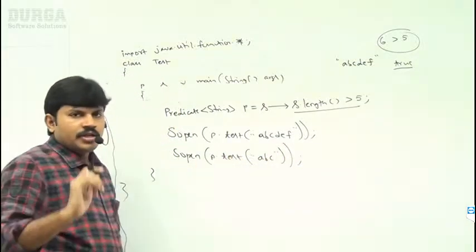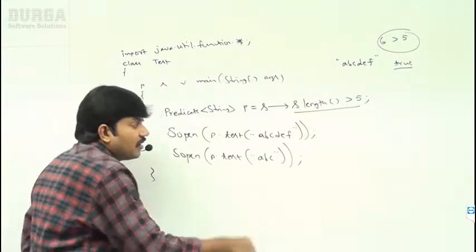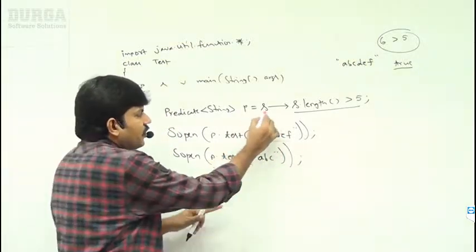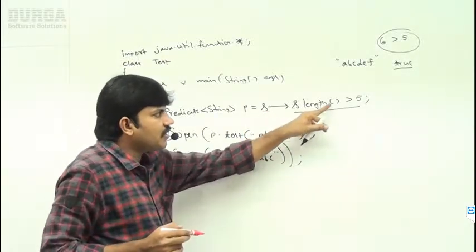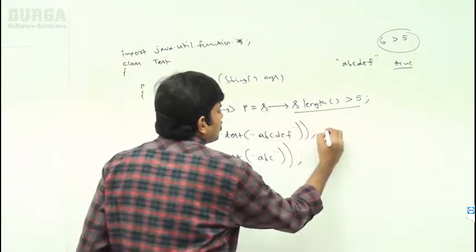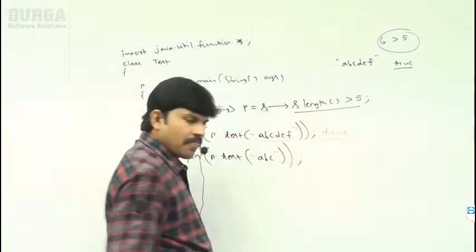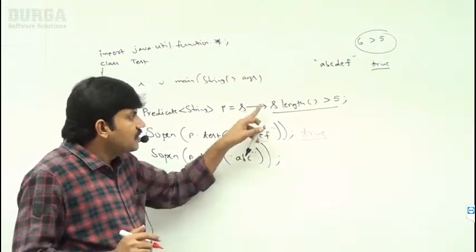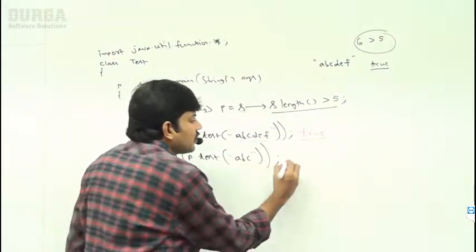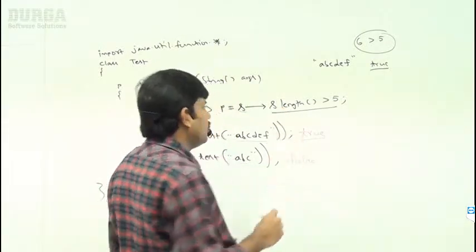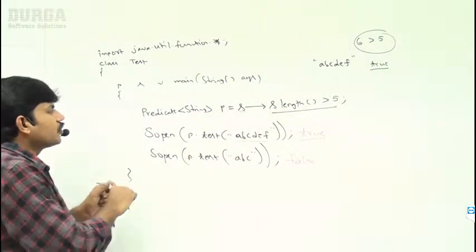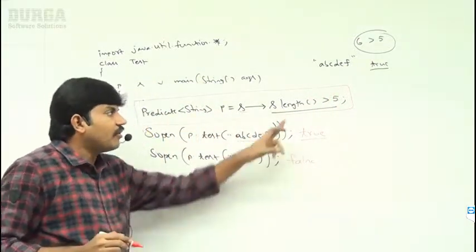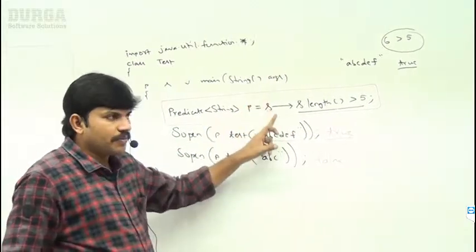Just observe. In the first case, what value are we passing? ABCDEF. Its length is 6, so s.length is 6, greater than 5. What answer am I expecting? True is the answer. But the second one, ABC. What about its length? 3. Is 3 greater than 5? No. That's why false is the answer. So, to write a predicate to check whether the length of the given string is greater than 5 or not, this is the simple predicate.